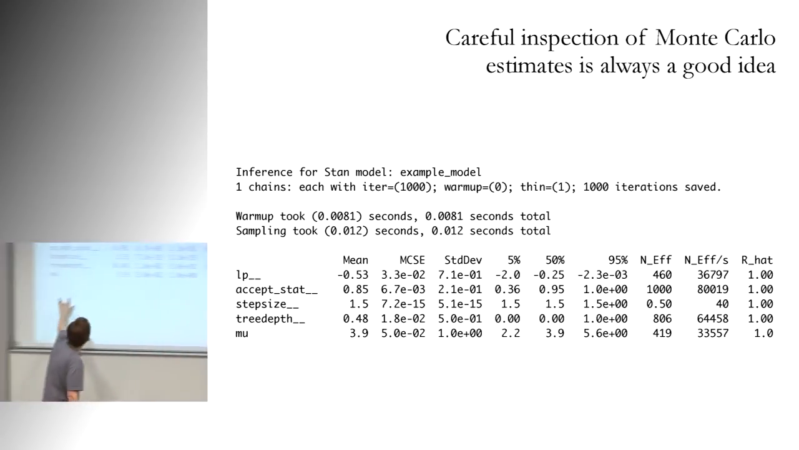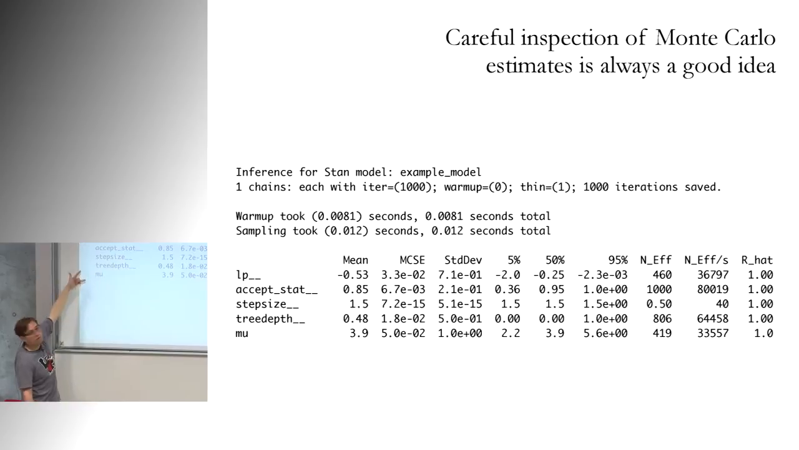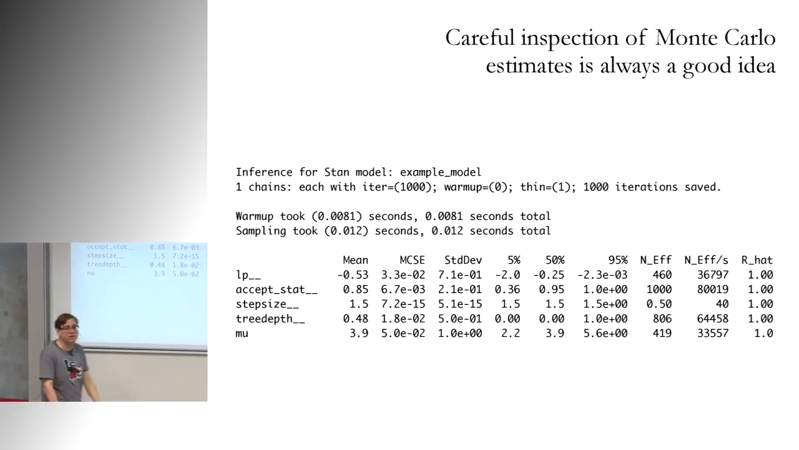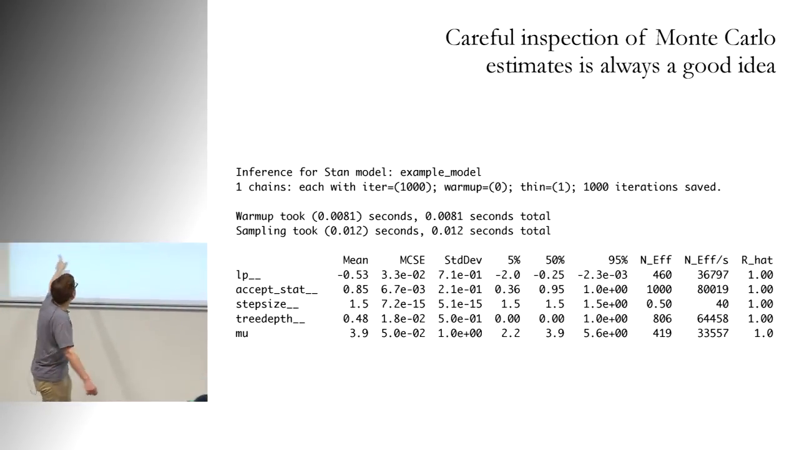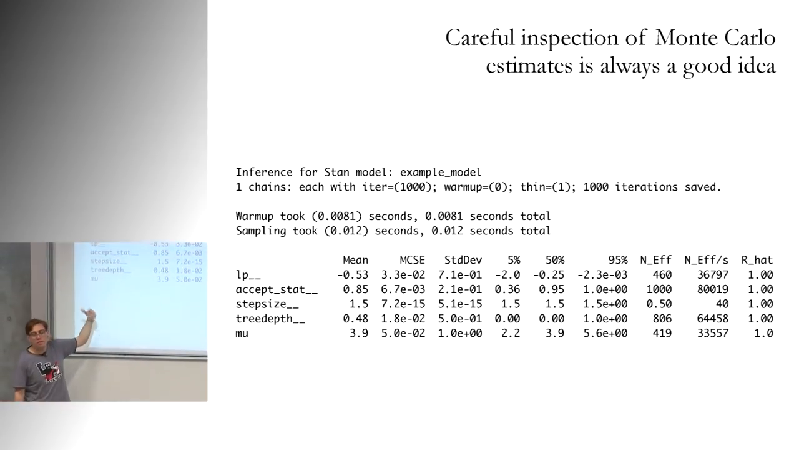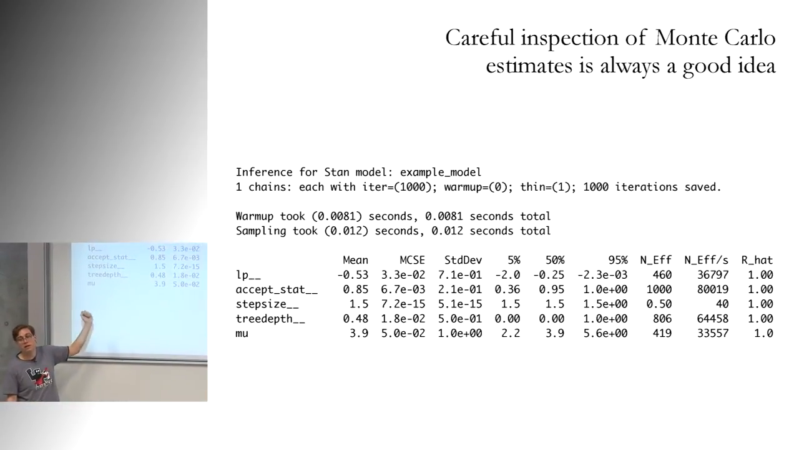Now, the only parameter here is mean, and then I have 4 of these random things here. I have LP, accept stat, step size, tree depth. These are parameters of the Markov chain. And this is where we start looking for pathologies that may show indications of a breakdown of ergodicity, of not fully exploring the typical set.